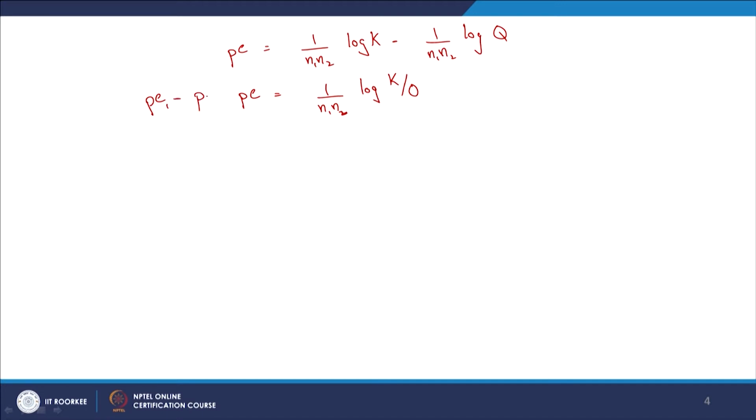I am going to substitute this particular variable here, and let us see how it transforms. We end up with P e equal to 1 by N1 N2 log K minus 1 by N1 N2 log Q, right, and now it is taking a familiar shape. So P is equal to 1 by N1 N2 log K by Q, right. I guess I should not have written it as P e, I should have written it as P1 minus P2, right. That is the correct way to express it: P1 minus P2 equal to 1 by N1 N2 log K by Q.